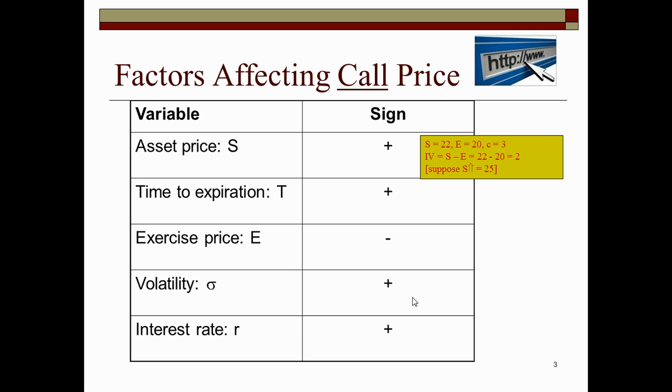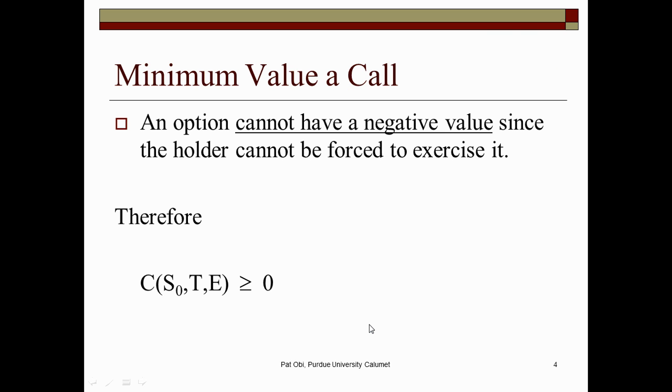And finally, we're going to show in an intuitive manner that there is also a positive relationship between interest rates and call prices. So here we show that because an option cannot have a negative value, the minimum value of a call option would be no less than 0. That's what this is saying. It says that a call defined over the base variables of the current stock price, time to expiration, and exercise price has a value that has to be at least equal to 0. It is 0 if the option is out of the money and greater than 0 if it is in the money.